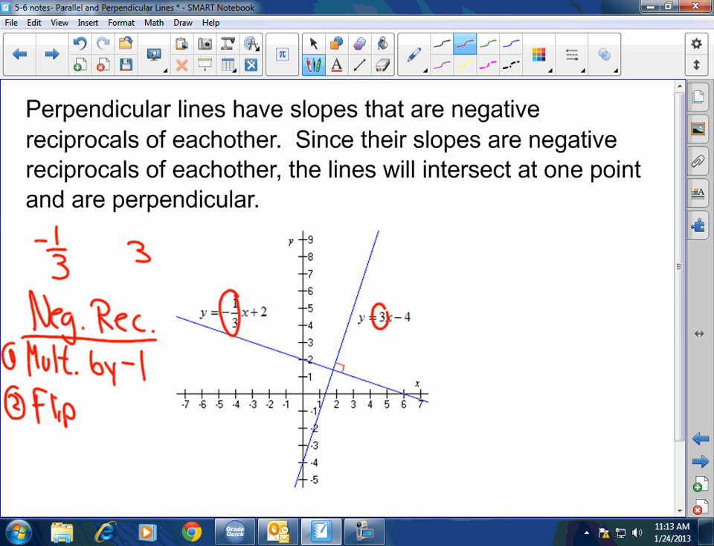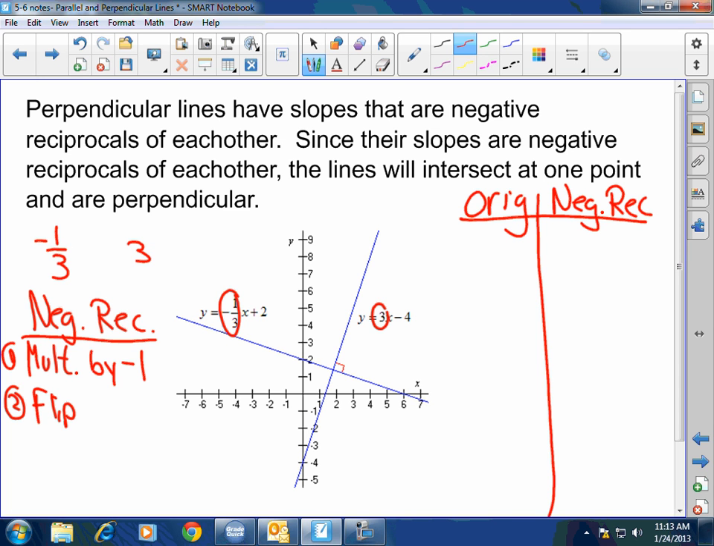1/3. Flip it. 3. Done. So, when we're talking about negative reciprocals, you've got to know how to recognize it. I'm going to have original slopes on the left, negative reciprocals on the right. If my original slope is 3, what's my negative reciprocal? Negative 1/3, because I multiplied by a negative and flipped.